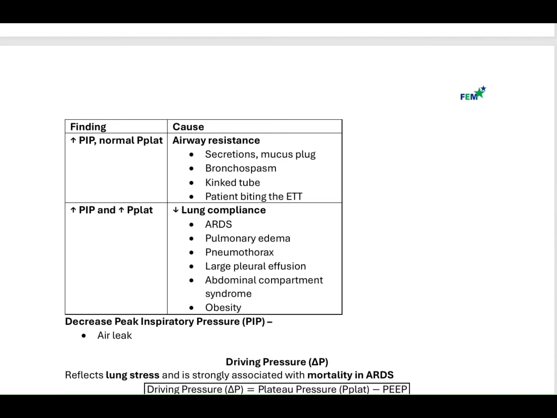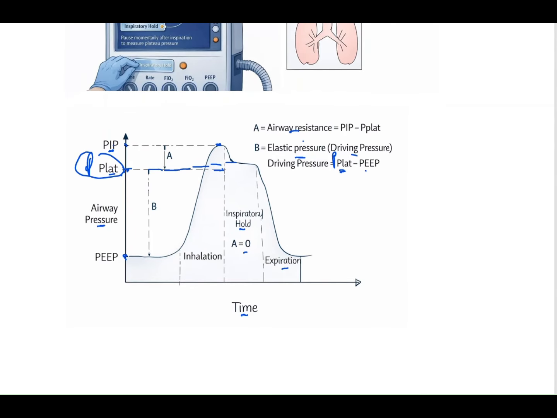So if there is an increase in the PIP, if our PIP is increased, but there's a normal plateau pressure, the peak inspiratory pressure is high, but when we check our plateau it is normal. That means the reason why the peak inspiratory pressure is high is going to be because of airway resistance. So it's an airway resistance problem.